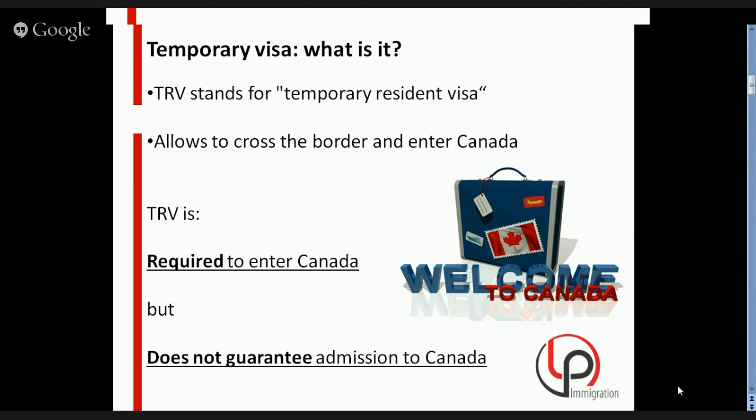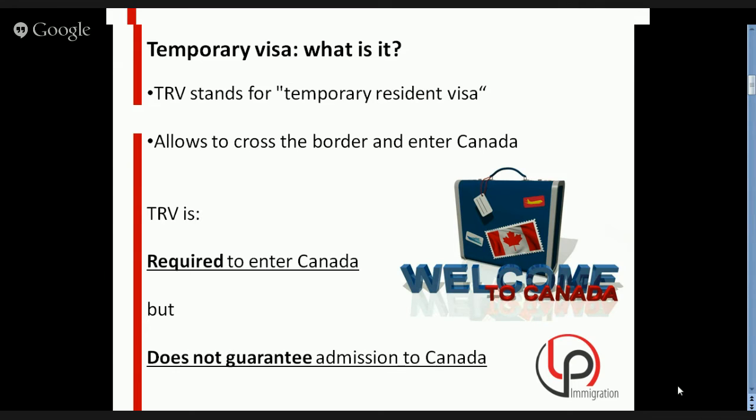Temporary visas can be single or multiple entry, and that's quite self-explanatory. A single entry visa is void once a holder enters Canada, and the multiple entry visa is void on the day following its expiration day, allowing you to enter Canada many times while it's valid. In other words, a TRV is necessary but not sufficient to come to Canada.